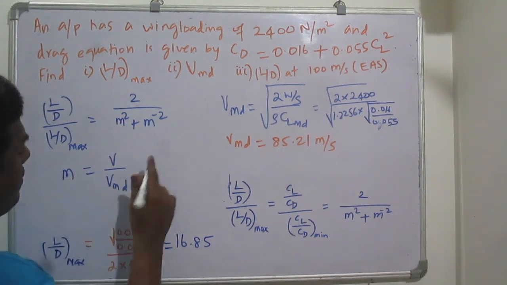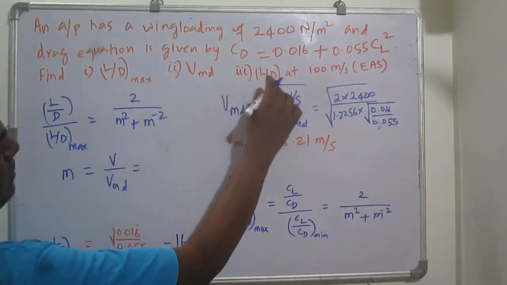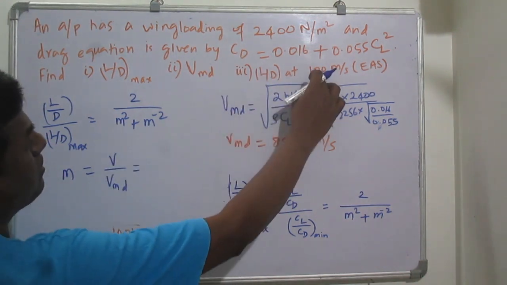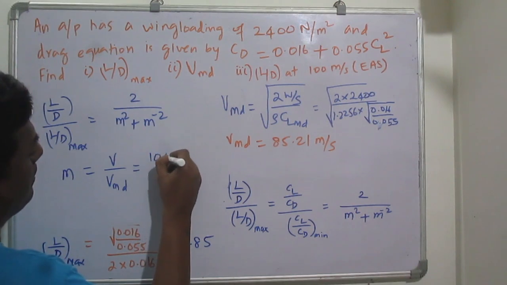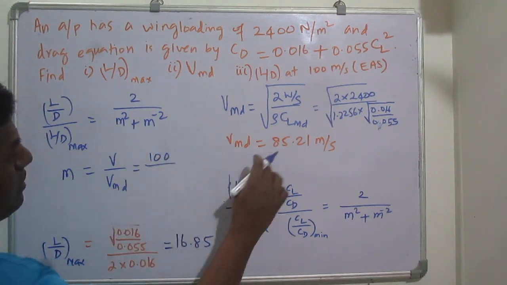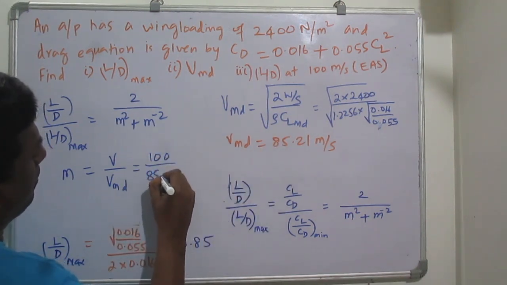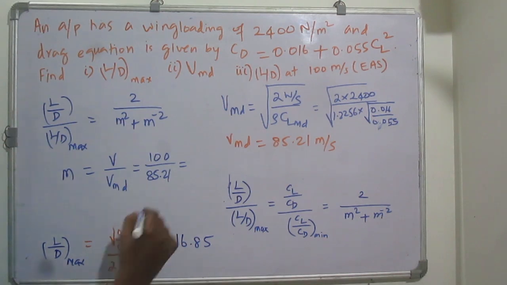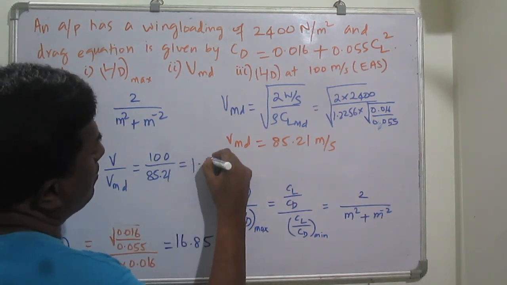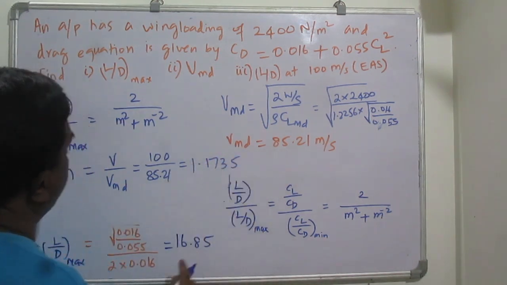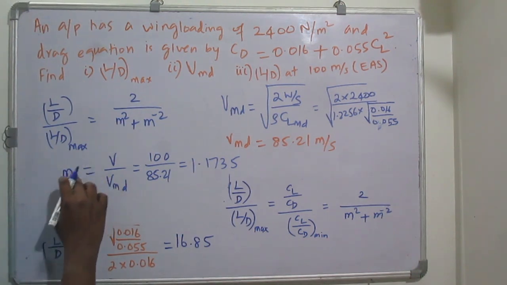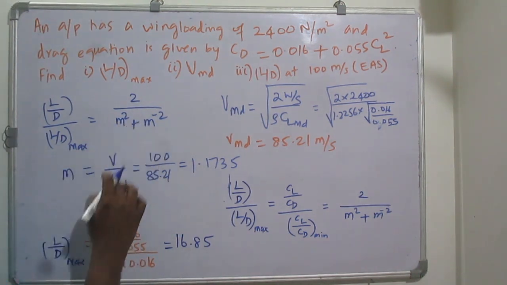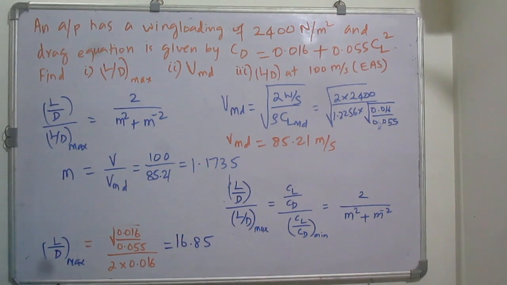We know v is the flight speed, that is 100, divided by velocity at minimum drag, 85.21. So this is around 1.1735. So this value is nothing but 1.1735. So now we got the m value, and this m value you can directly substitute here, and then we will be able to get the value.